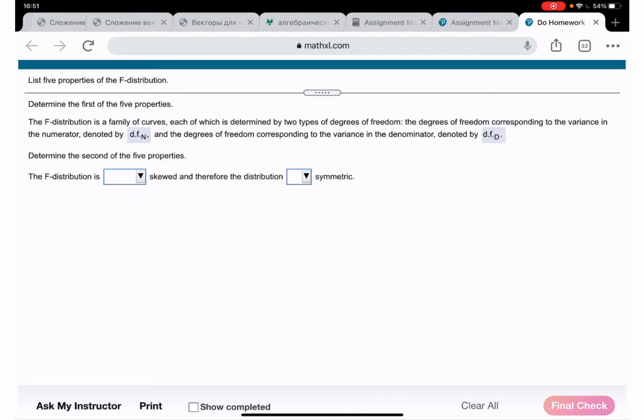Next one. Determine the second of the 5 properties. The F distribution is positively skewed, because the F distribution is constantly in the first quadrant. Before you start doing this assignment, I would recommend listening to the video about the F distribution in the lecture. So it is positively skewed, and therefore the distribution is not symmetric.